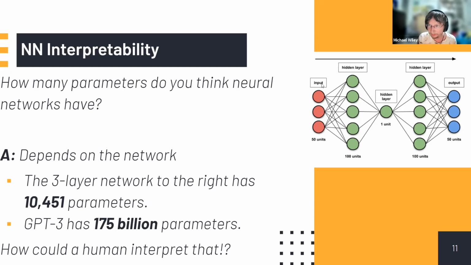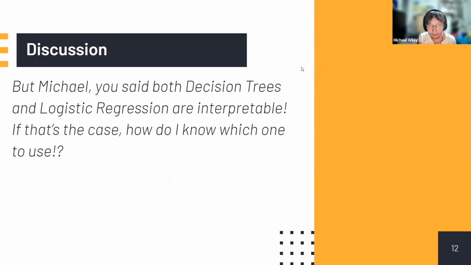So, taking a step back, I told you guys, I said decision trees, linear regression, and logistic regression are all interpretable. So if that's the case, how would you know which one to choose? Does anyone have any ideas for this? What would you do? Now, if we have all these models that are interpretable, how would you choose which of those 2 or 3 you should use? Any ideas?